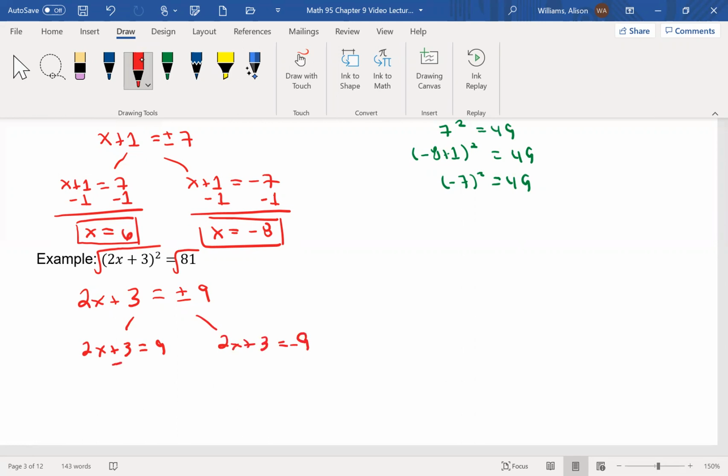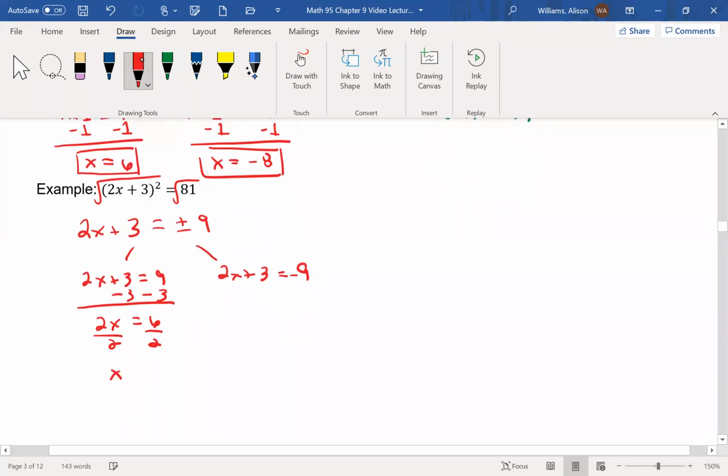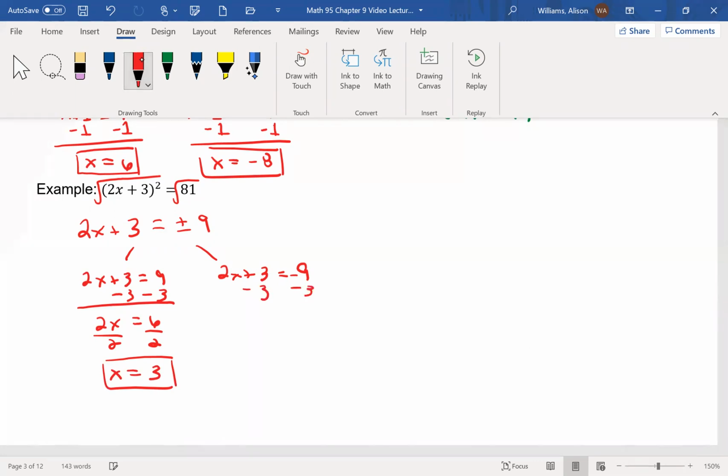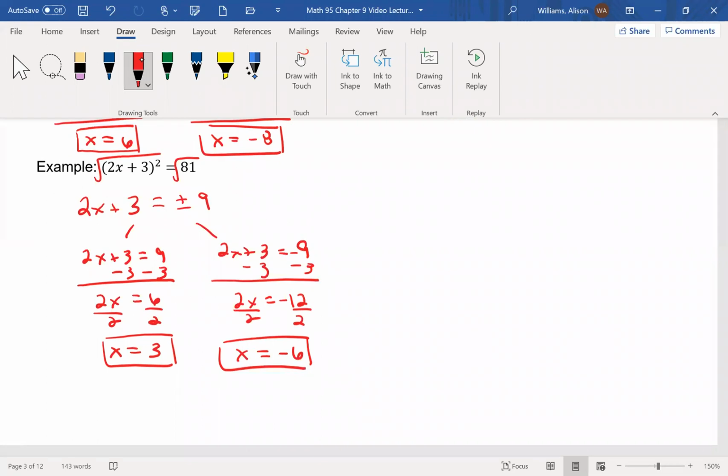Okay, so I'm going to minus 3, which is going to be 6, and divide by 2, which will give me x equals 3. Over here, I minus 3, which will give me negative 12. Divide by 2, which will give me x equals negative 6. And I can, of course, double check to make sure that those work. All right, let's try another one.